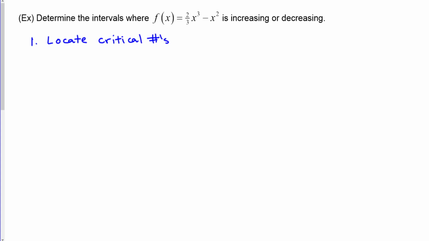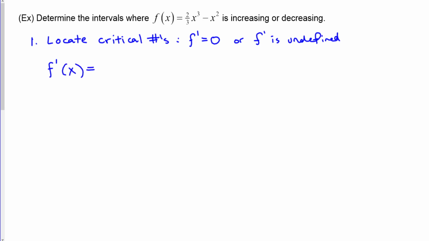Now the critical numbers can occur where the first derivative is equal to 0 or the first derivative is undefined. Now, most of the time our functions are nice and behaved and we don't have to worry about undefined points, but sometimes they're not. So don't forget that part, but a lot of your problems will just be finding the first derivative and setting that first derivative equal to 0.